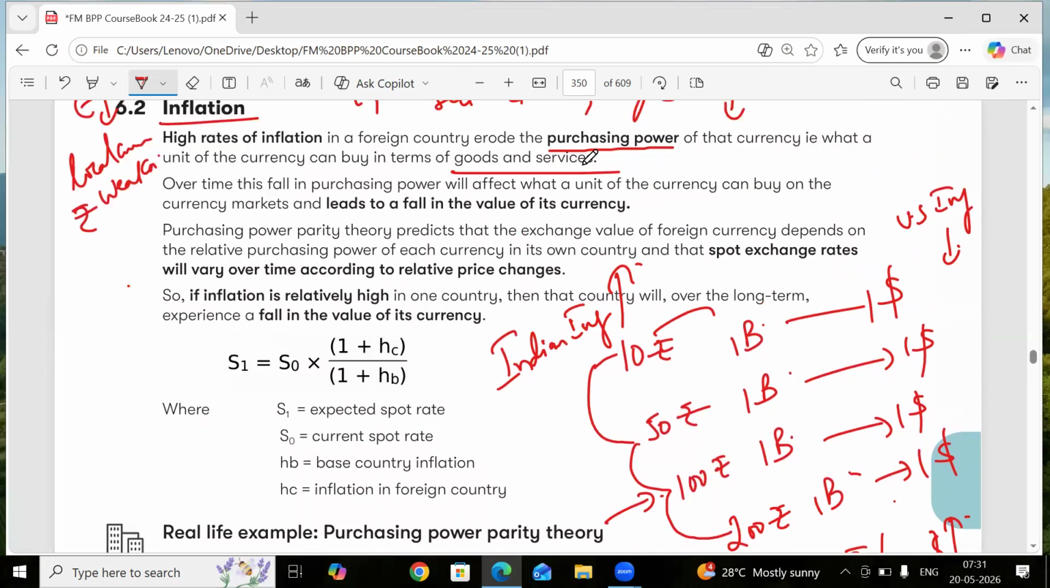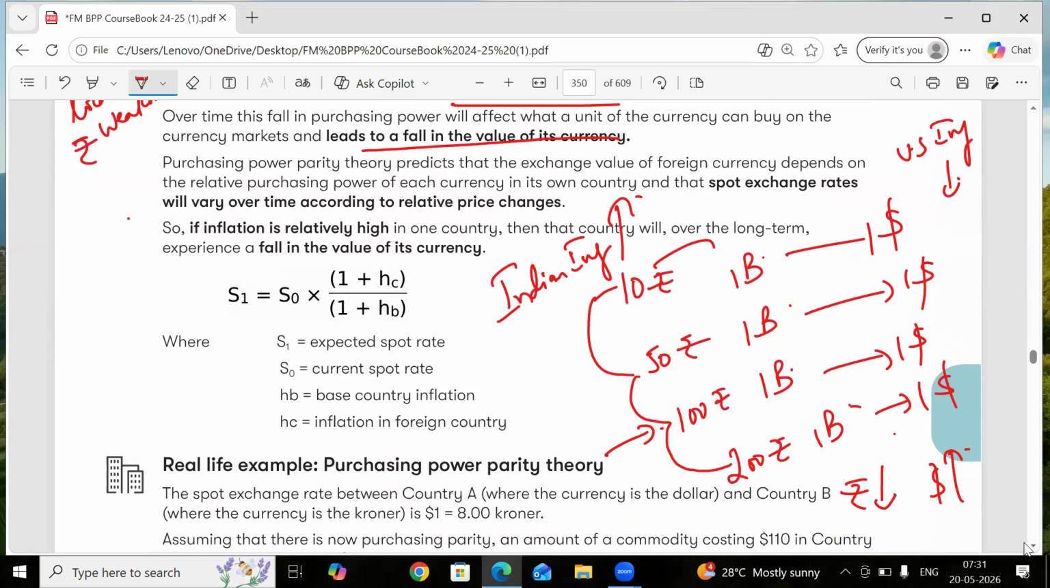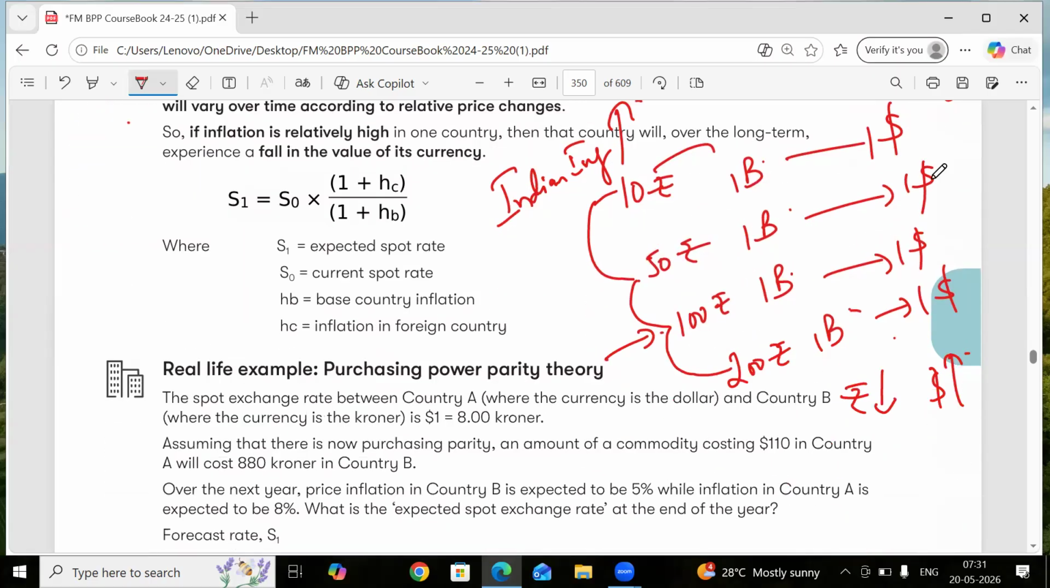So over time, this fall in purchasing power will affect what a unit of currency can buy in the currency markets and leads to a fall in the value of its currency. Yes, due to high inflation, the rupee is going to weaken, because to purchase $1 we have to pay more rupees. So supply of rupee is more and demand for rupee is not coming because of high inflation. It's not a hard currency. It's a weak currency now.